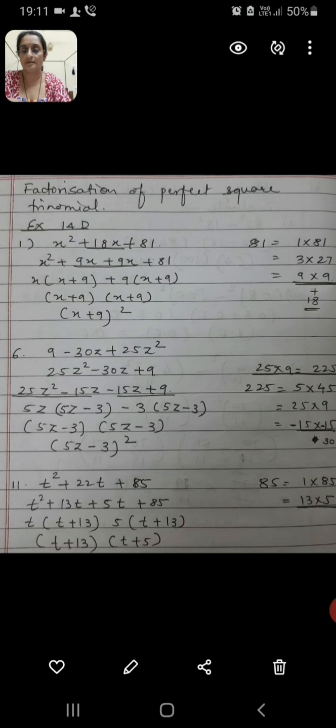Now let us go to the last exercise of that lesson, that is 14D, factorizing of perfect square trinomials. Here there are 3 terms given and we have to factorize. Here we are going to use factorizing the middle term, splitting the middle term. Okay. Now here how we are going to do? x square plus 18x plus 81 is the trinomial given. We have to factorize it.